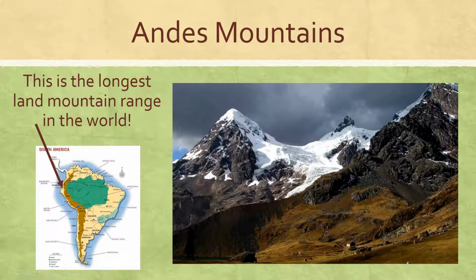It runs through probably 7 or 8 different countries, and it is over 4,000 miles long. It's a very, very long mountain range found there in South America. So again, those features are the Amazon River, which is the second longest river in the world, the Amazon rainforest, which is the largest tropical rainforest, and the Andes Mountains, which run along the western coast, and they are the longest land mountain range in the world. A lot of really great features here in South America.